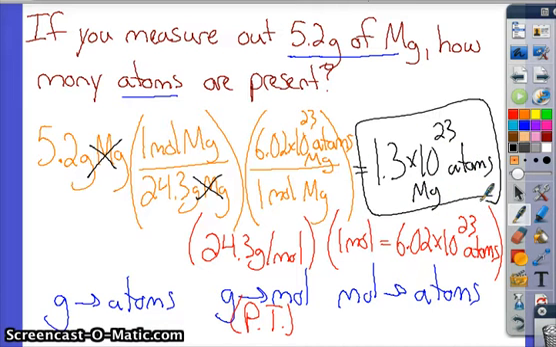We got that by taking 5.2, multiplying by 1, dividing by 24.3, multiplying by 6.02 times 10 to the 23rd, dividing by 1, and we kept our significant figures constant by having 2 sig figs to start and having 2 significant figures to end.